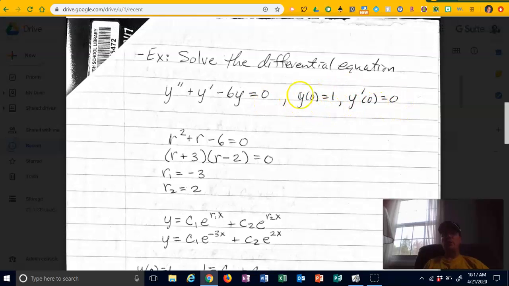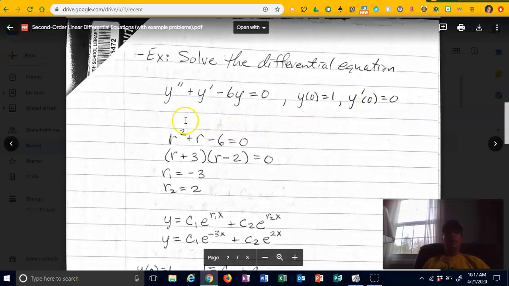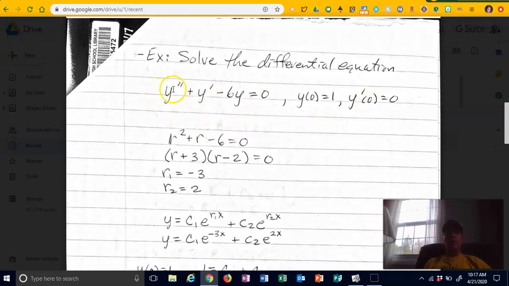The first one is that y will be 1 when x is 0. The second one will be that y prime, the first derivative, will be 0 when x is 0. All right? So it's already set up in the nice form where we have the y double prime term, the y prime term next, the y term next, and 0 on the right side. So a is 1, b is 1, and c is negative 6.